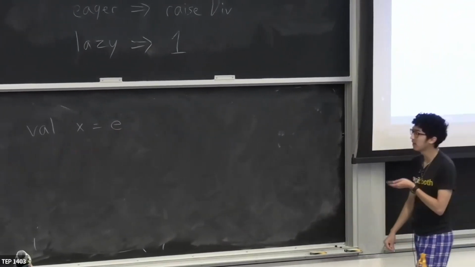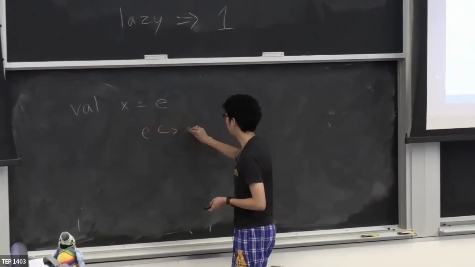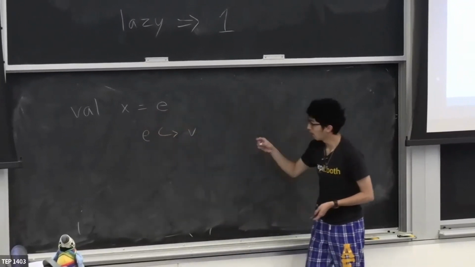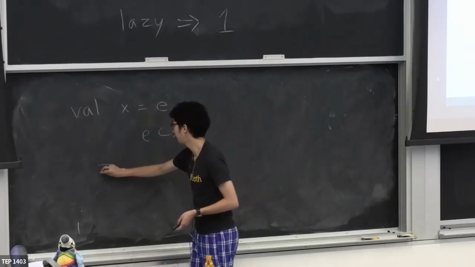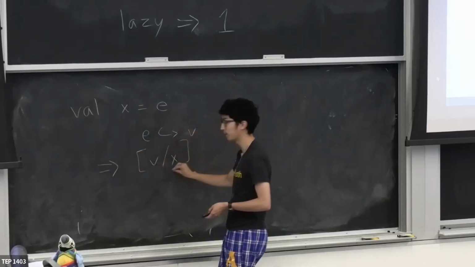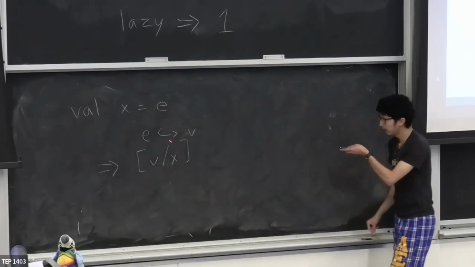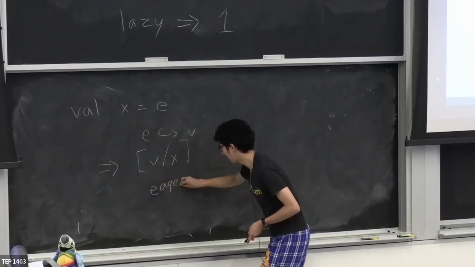Because what normally happens is we say, oh man, e goes to some value v, remember our notation from forever ago. E goes to some value v, and then I produce an environment where I have v bound for x, and then I march on my merry way. In a lazy language, and this is the eager case, so in the eager case, this is what happens.